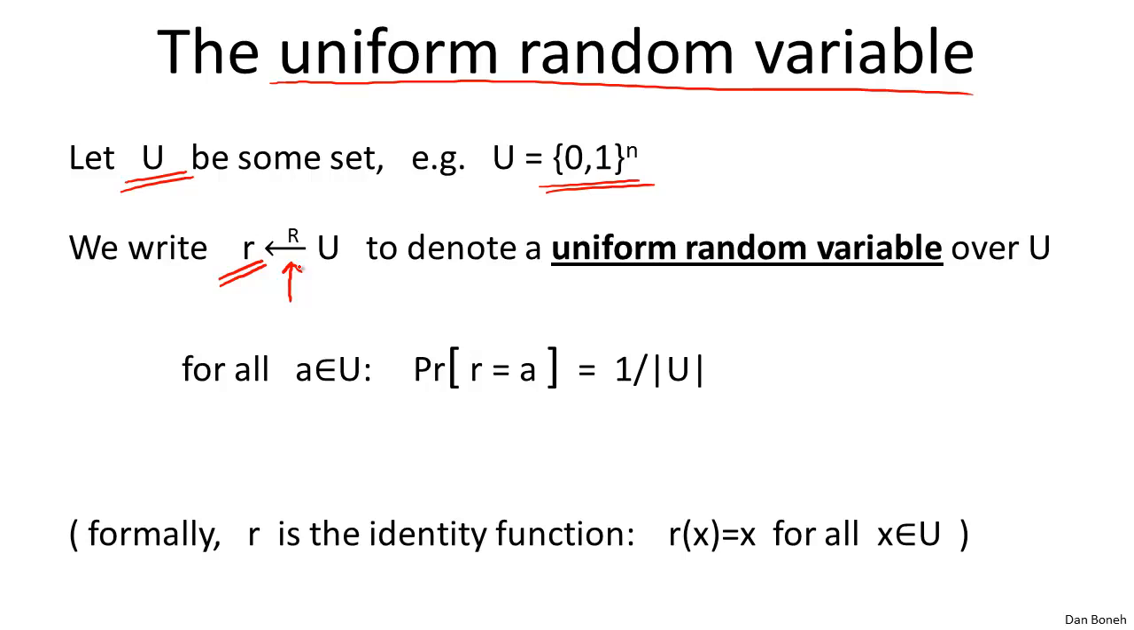So in symbols, what this means is that for all elements A in the universe, the probability that R is equal to A is simply 1 over |U|. And if you want to stick to the formal definition of a uniform variable, it's actually not that important. But I'll just say that formally, the uniform random variable is just an identity function, namely R(x) is equal to x for all x in the universe.